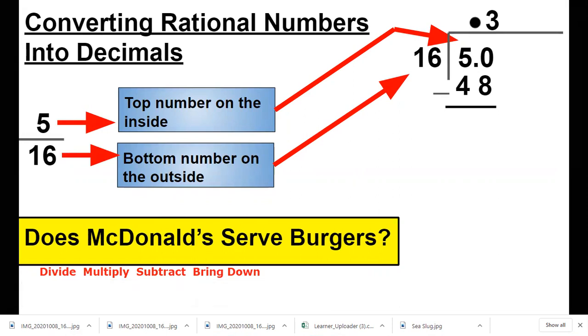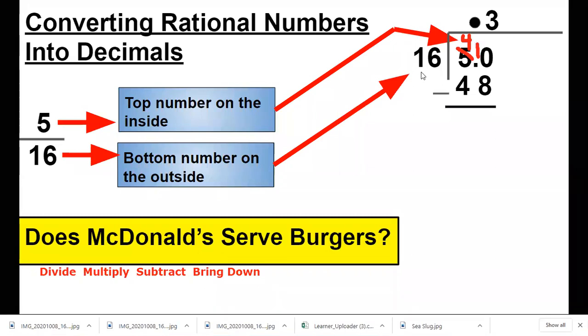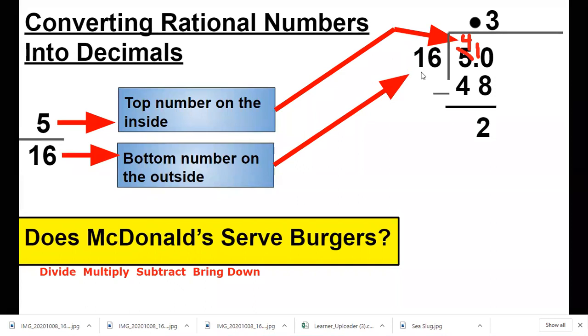Subtract. 50 minus 48. Remember, when you're doing subtraction, you can't take an 8 from a 0. So you borrow from the 5 and make it a 4. And then the 0 becomes a 10. 10 minus 8 is going to give you 2. And then 4 minus 4 is going to give you nothing. So there you go. 50 minus 48 is 2. Our last step then is to bring down.